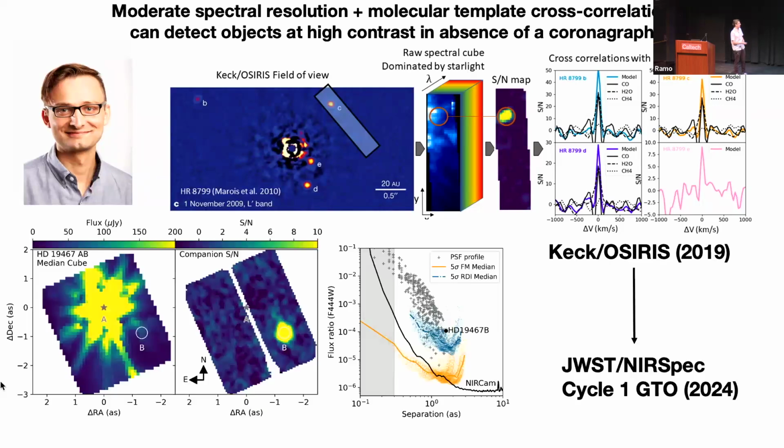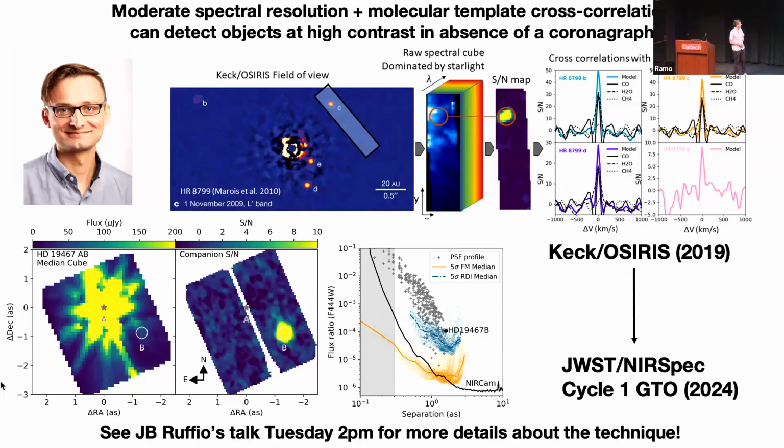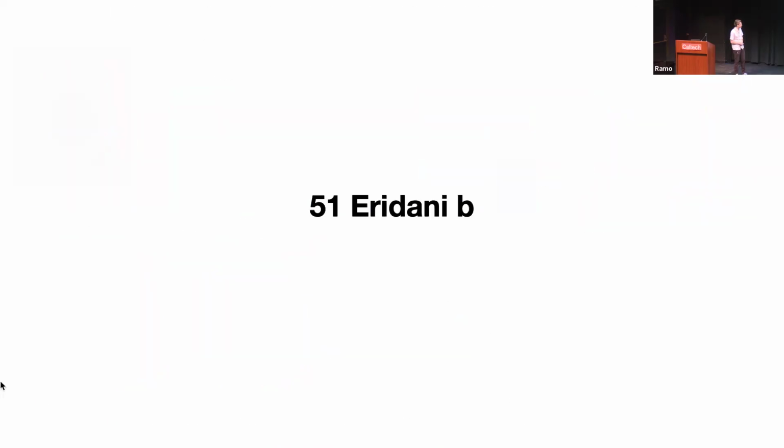And this method has been adapted rapidly to JWST. In Cycle 1, this shows the power of this method detecting the object HD 19467 b using cross-correlation in NIRSpec. And so we're going to be applying essentially this technique, but moving on to different kinds of objects. If you would like to know more, JB has a talk tomorrow, and so he hopefully will tell you then about how this works in more detail. So let's get started with 51 Eri.